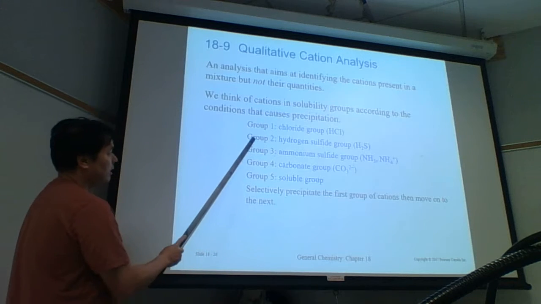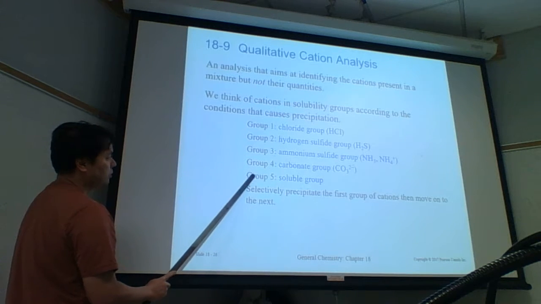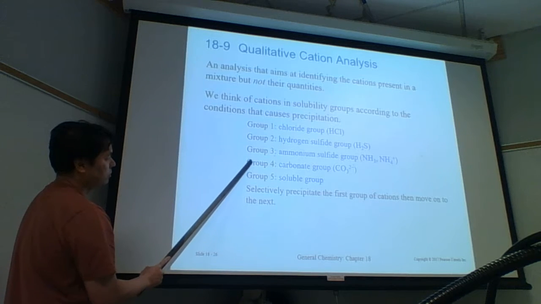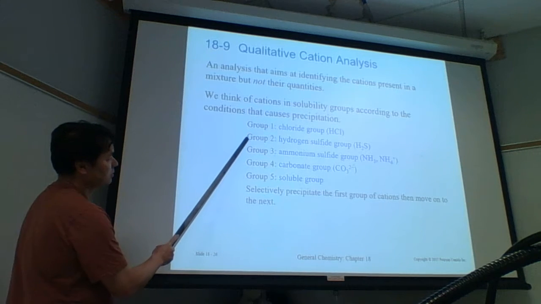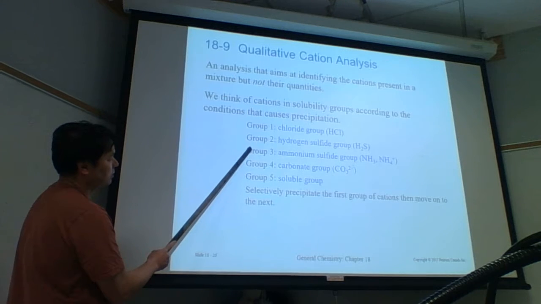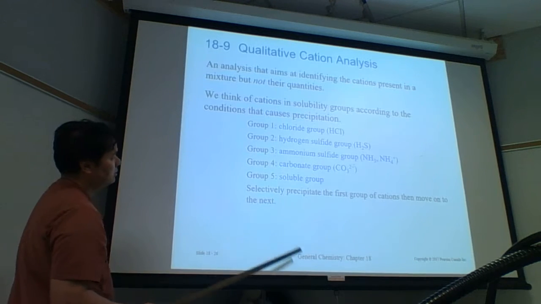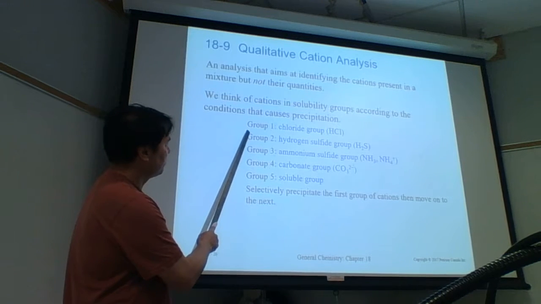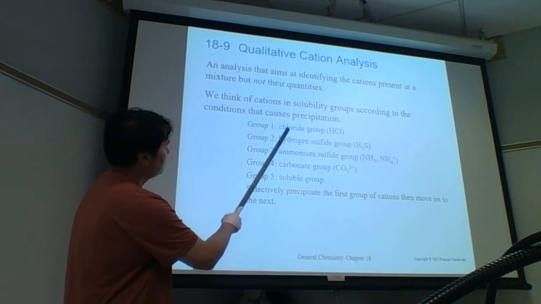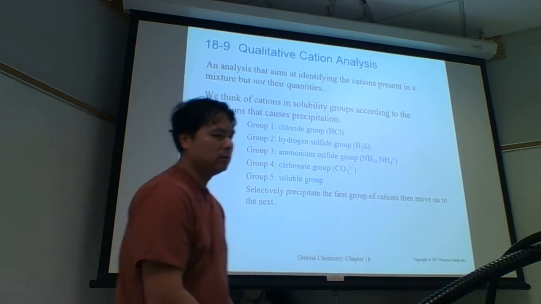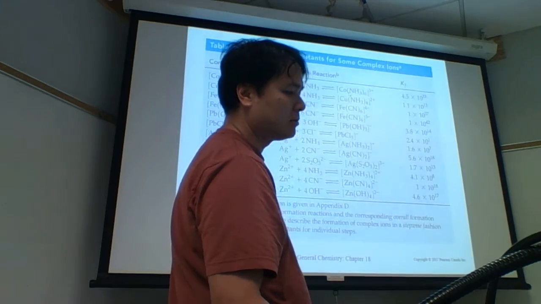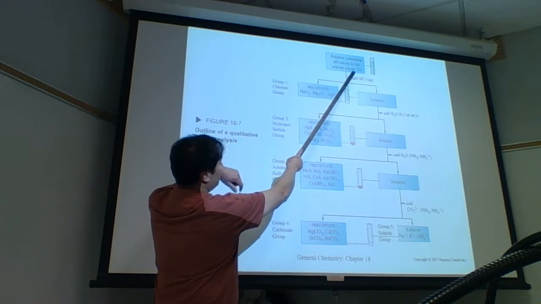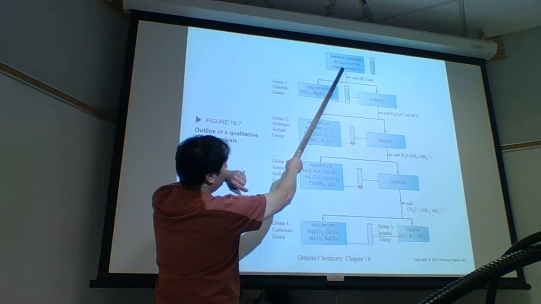Now, this is a typical qualitative analysis, how it's broken down. We didn't break it down into this, like group 1, group 2, group 3, group 4, group 5. In fact, we skipped some of the groups. I think we skipped group 2 and 3. We did a slightly different scheme, but this is a traditional scheme here. And so we start off with group 1, which is the chloride group. Well, the chloride group, it's just a metathesis reaction here. And so if we look at the flow chart, if we have about 25 cations here in this scheme, we only had 10.